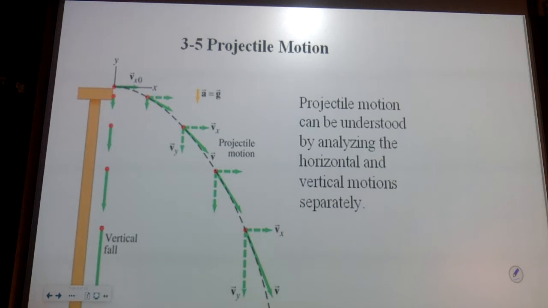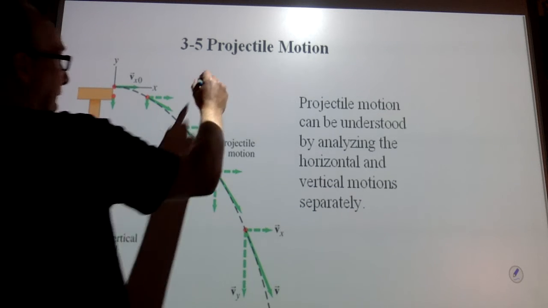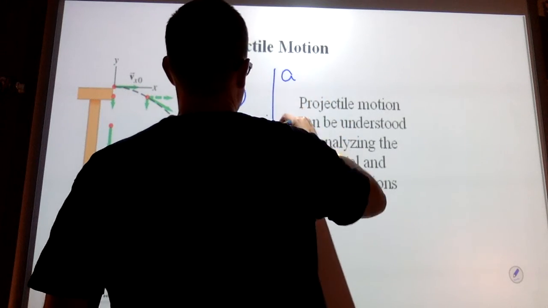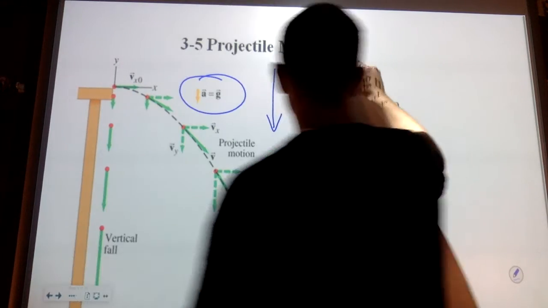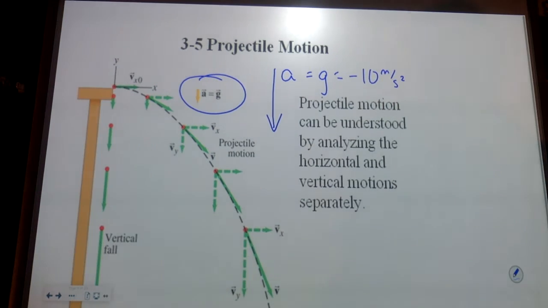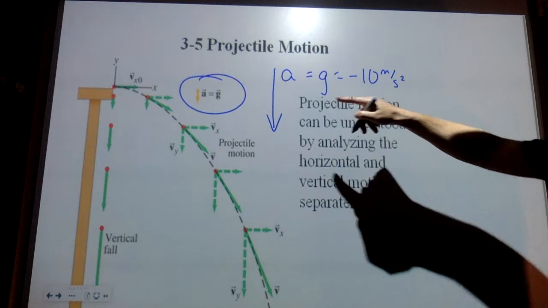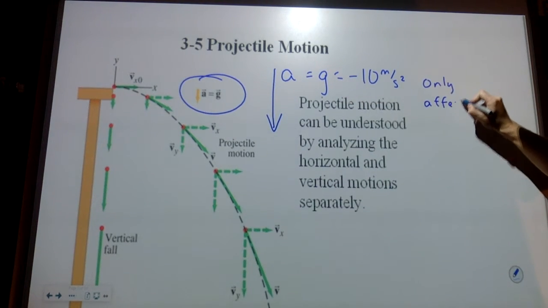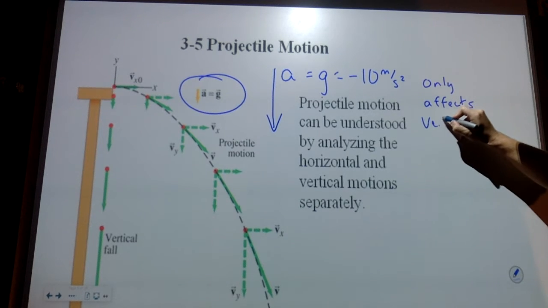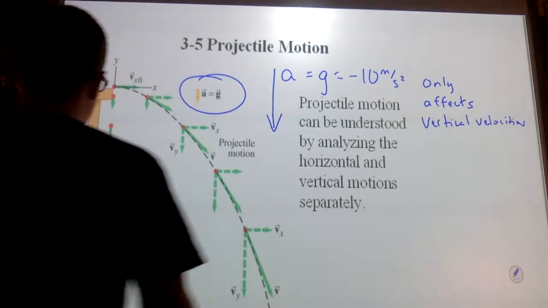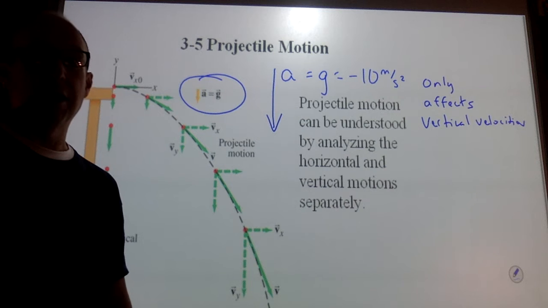Okay, so the big thing here is that gravity acts down. So our acceleration is this little g, and we're saying that it's near 10 meters per second squared. So that means that this acceleration only affects your vertical velocities. So if I look at what's going on, in this section, we're only going to look at horizontal launch.